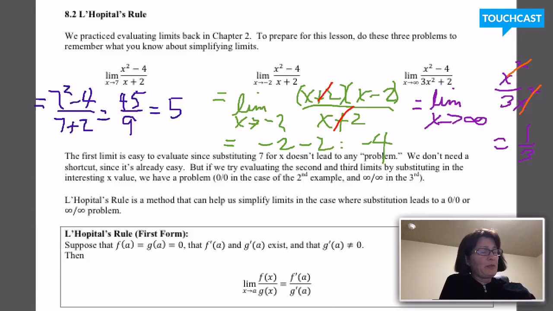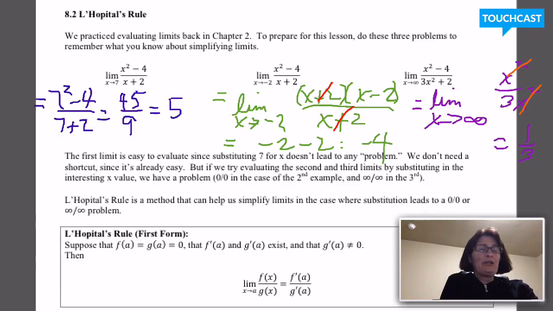L'Hopital's rule can't help us with the first problem, but that's okay because the first problem shouldn't take any help. You're just substituting in. L'Hopital's rule can help us simplify limits in cases where substituting in would give you 0 over 0 or infinity over infinity. Those two expressions, 0 divided by 0 and infinity divided by infinity, are two of a class of expressions that we call indeterminate forms.